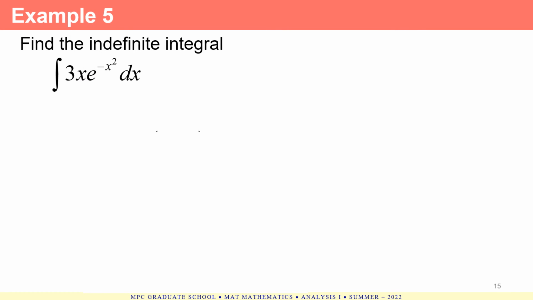Next, let's try example number 5. The integral of 3x times e raised to negative x squared dx. So we let u is equal to negative x squared, and then du over dx is equal to negative 2x. Then convert the whole integral in terms of u. First, we need to regroup the integrand. So the result is the integral of 3e raised to negative x squared times x dx. And then we need to solve for x dx. x dx is equal to negative du over 2.